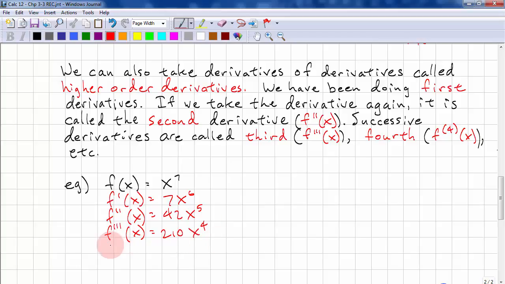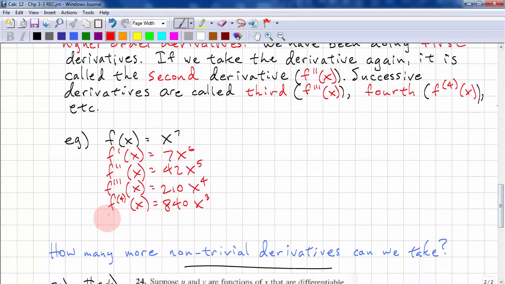Now for the higher ones, we just use the number. 210 times 4 is 840. Decrease the power. And one more time. 840 times 3, that's 2520. Decrease the power by 1. And dot, dot, dot. Question is, how many more non-trivial derivatives can we take?